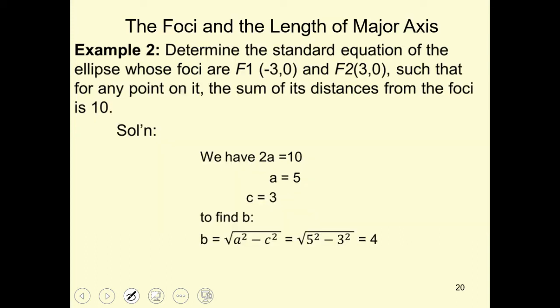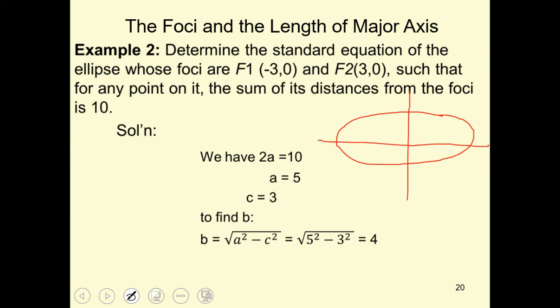Next, we have the foci and the length of major axis. The foci and the length of major axis. Ang given ani class is ang foci. Ug gihatagan po kag length na imong major axis. So determine the standard equation of the ellipse whose foci are at negative 3, 0 and 3, 0 such that for any point on it, the sum of its distances from the foci is 10.